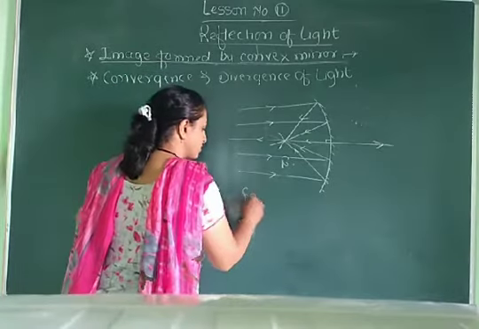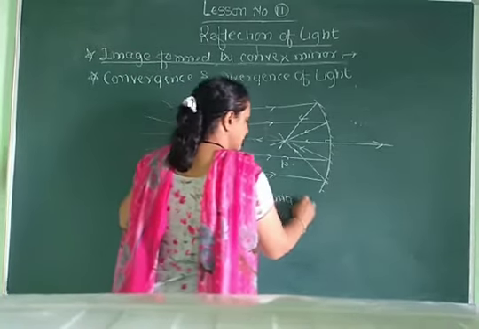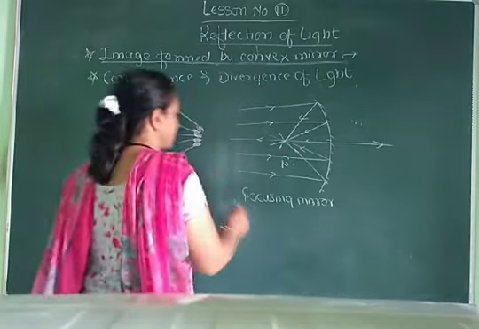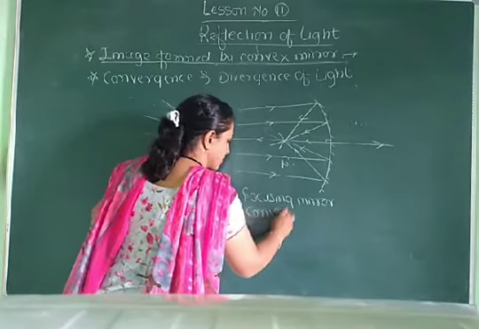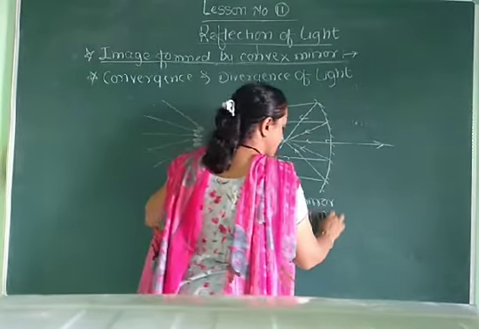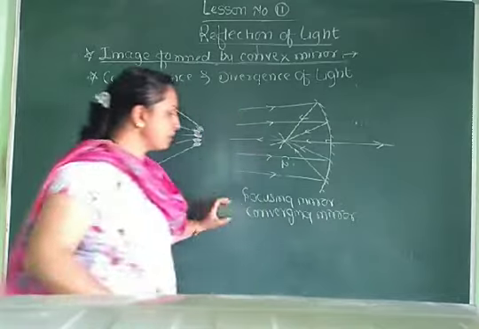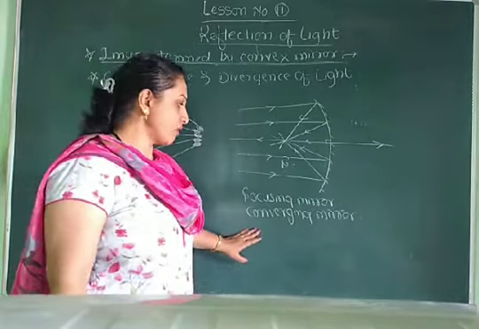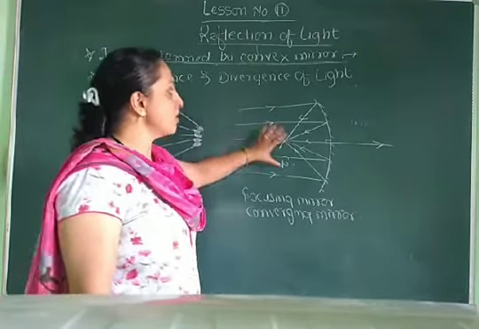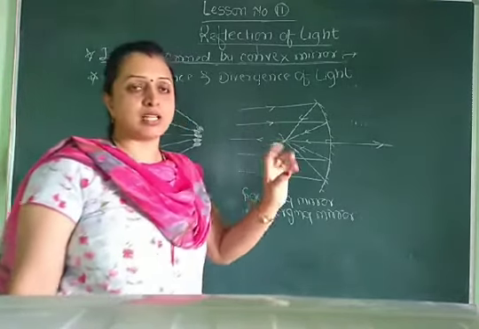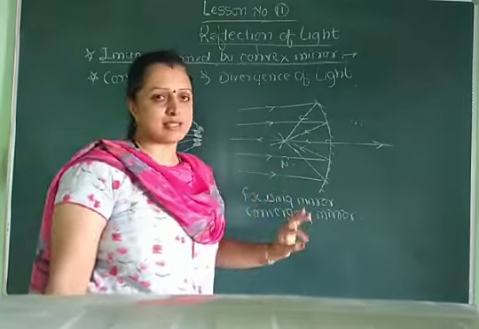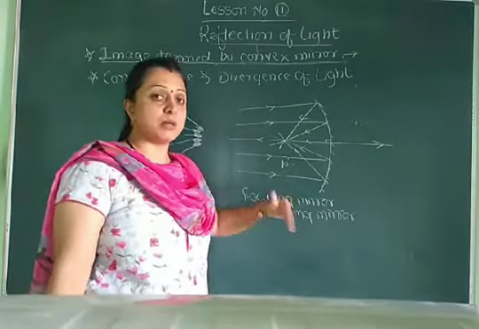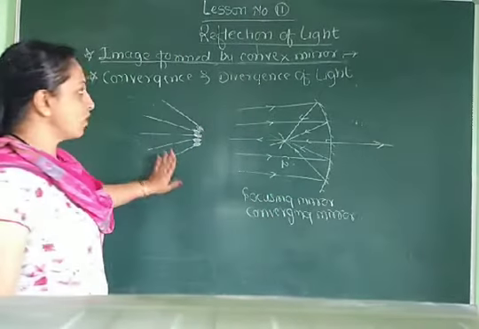And that's why this concave mirror is also called a focusing mirror, or it is also called a converging mirror. So you have to remember all these parallel words. This mirror is also called a focusing mirror or converging mirror, because after reflection, all these parallel rays meet each other at a single point on the principal axis, which is called the principal focus. Already we have studied this diagram in the previous lectures. So this is about the convergence of light.